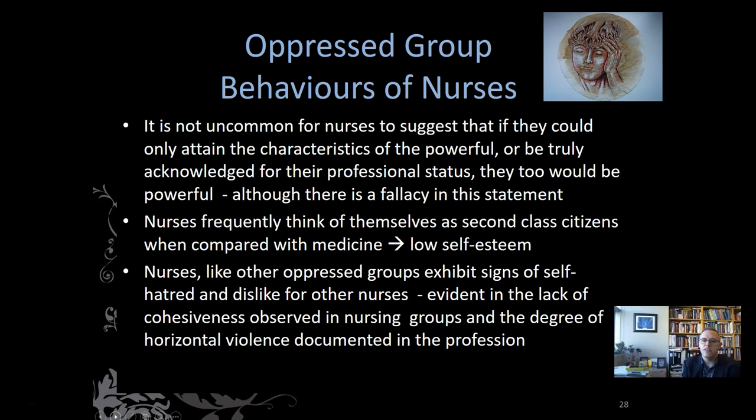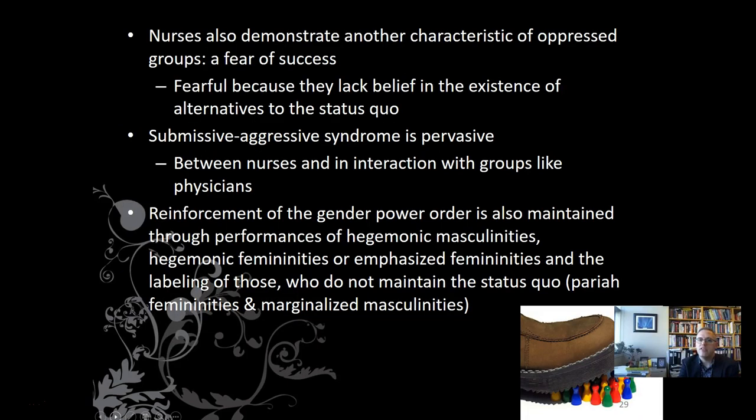Nurses frequently think of themselves as second-class citizens when compared to medicine. They demonstrate low self-esteem. And nurses, like other oppressed groups, exhibit signs of self-hatred and dislike for other nurses. And this is evident in the lack of cohesiveness observed in nursing groups and the degree of horizontal violence documented in the profession. So when you hear terms like nurses eat their young, this is a good example of this kind of horizontal violence enacted on each other.